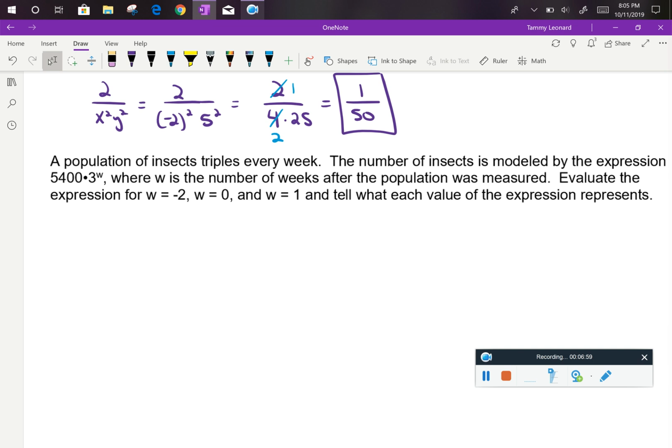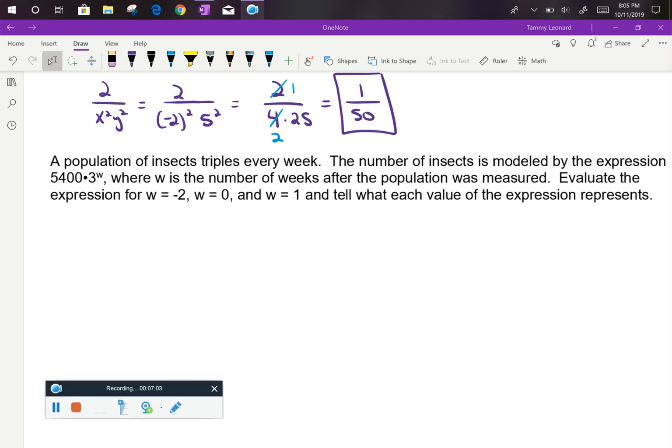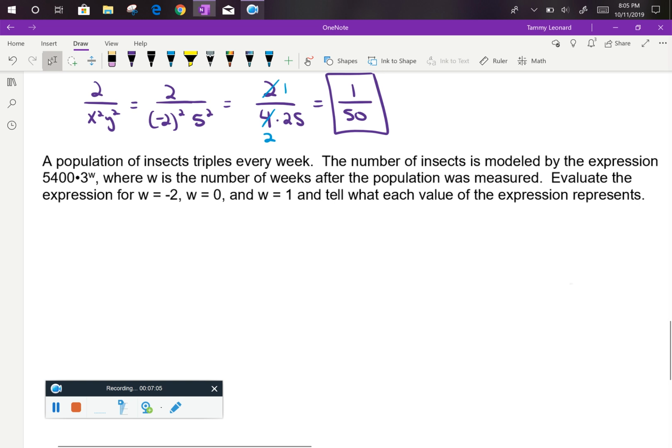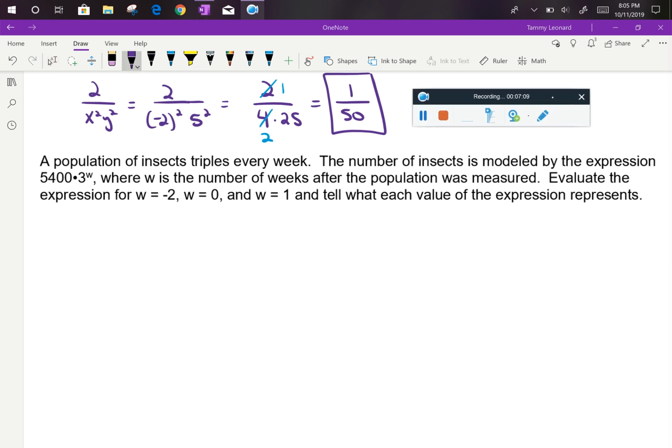Next, we have a word problem. It says a population of insects triples every week. The number of insects is modeled by the expression 5,400 times 3 to the w, where w is the number of weeks after the population was measured. We're asked to evaluate the expression for w equals -2, w equals 0, and w equals 1, and then to tell what each value of the expression represents.